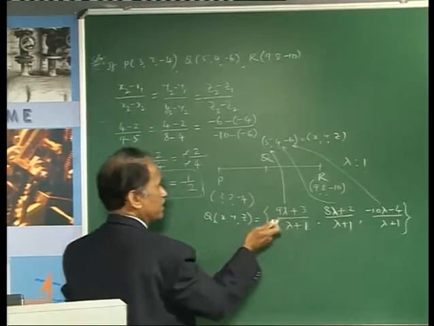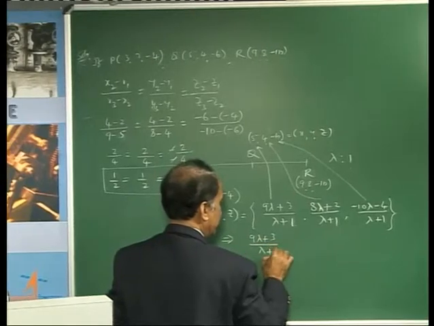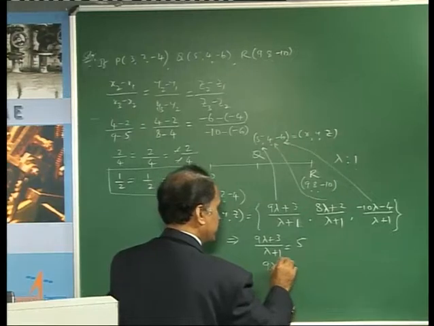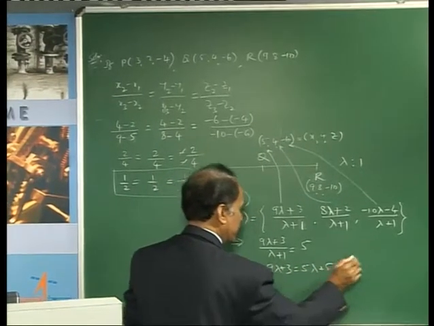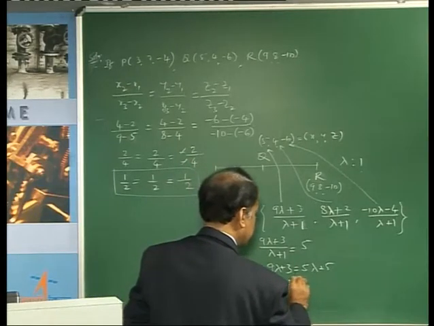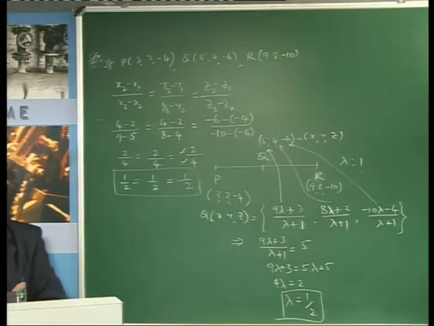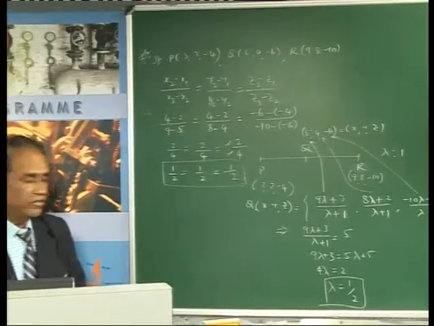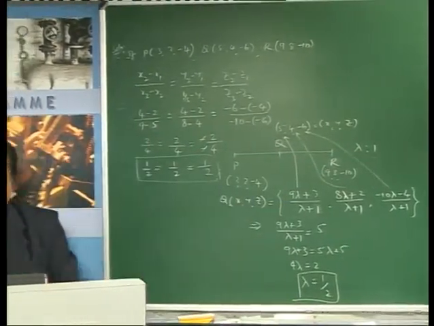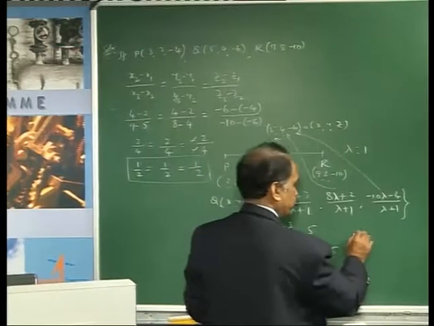Therefore, comparing with this, already numbers are given, implies (9 lambda plus 3) divided by (lambda plus 1) is equal to 5. Then, taking cross multiplication, that should be 9 lambda plus 3 is equal to 5 lambda plus 5. Then should be 9 lambda, if you take this side, that is 4 lambda, and 3 if you send it to the other side, that is 2, then lambda is equal to 1 by 2. So lambda is equal to 1 by 2 is our required calculated value for the general ratio, that is lambda is to 1. Now, what you have to calculate? Find the ratio in which Q divides this one. Ratio means lambda is equal to 1 by 2.